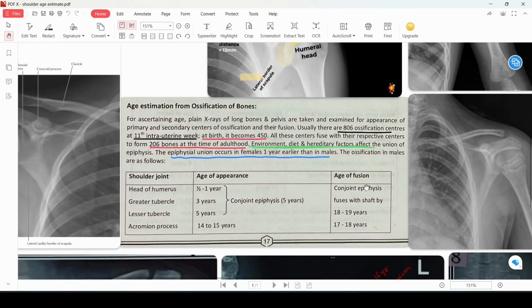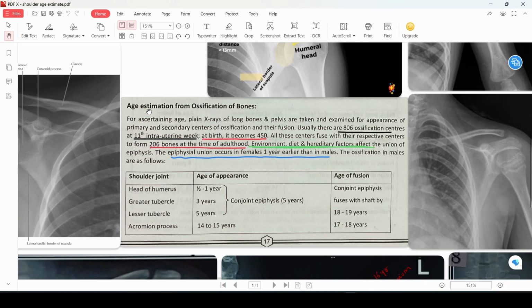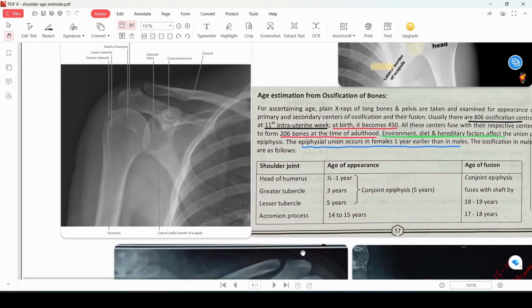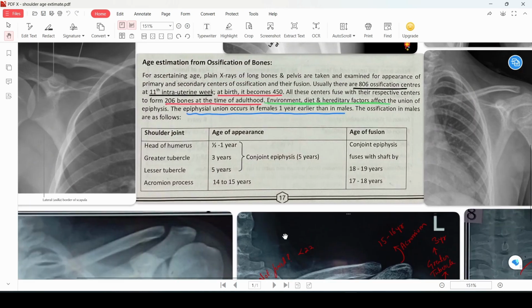So moving into the video: age estimation from ossification of the bones. First of all, why are we doing this age estimation? Why is it necessary? Let's say some crime has happened, and you're not sure whether the person is younger or elder, below 18 or above 18. Is there any way that we can know? Yes, this is the way. It is a very simple, non-invasive way, taking x-rays and trying to identify the chronological age of that person.